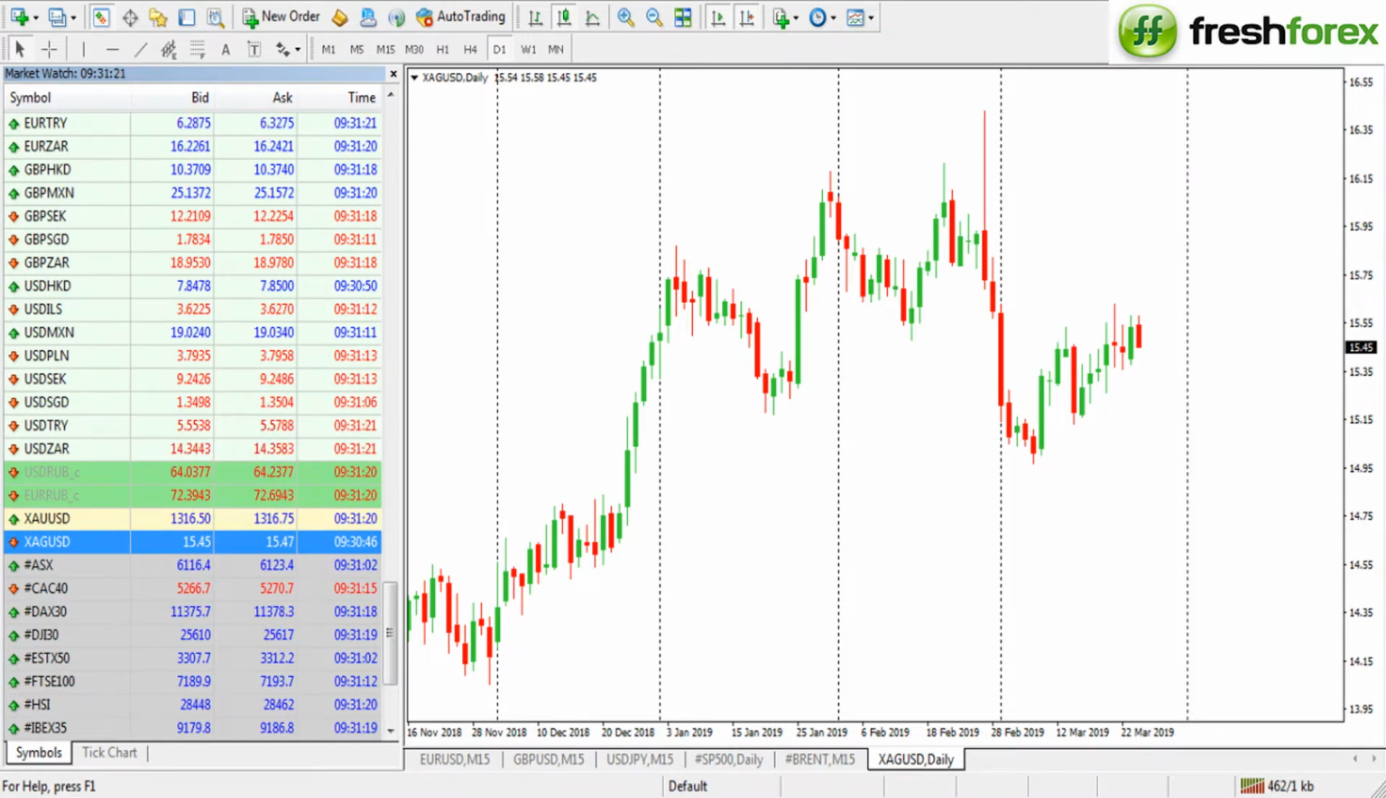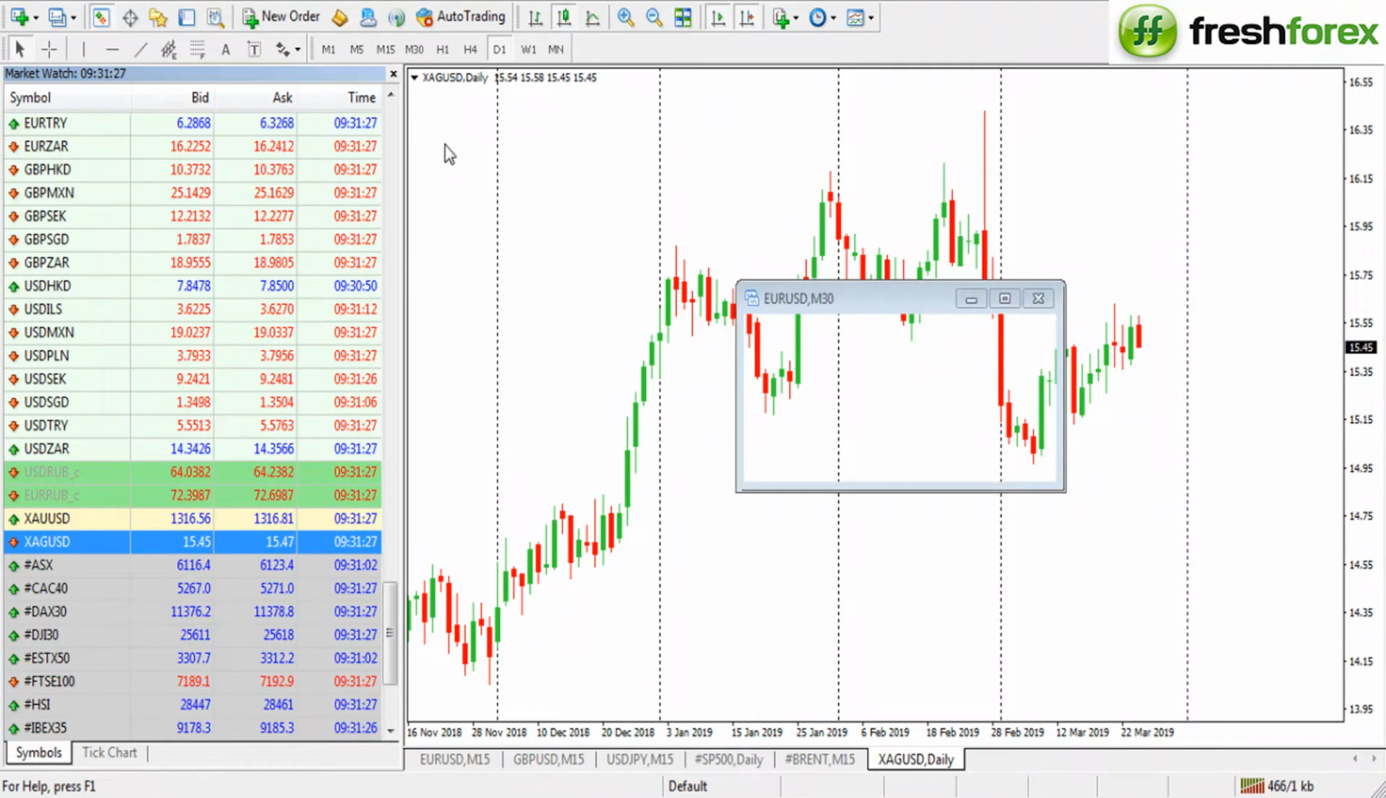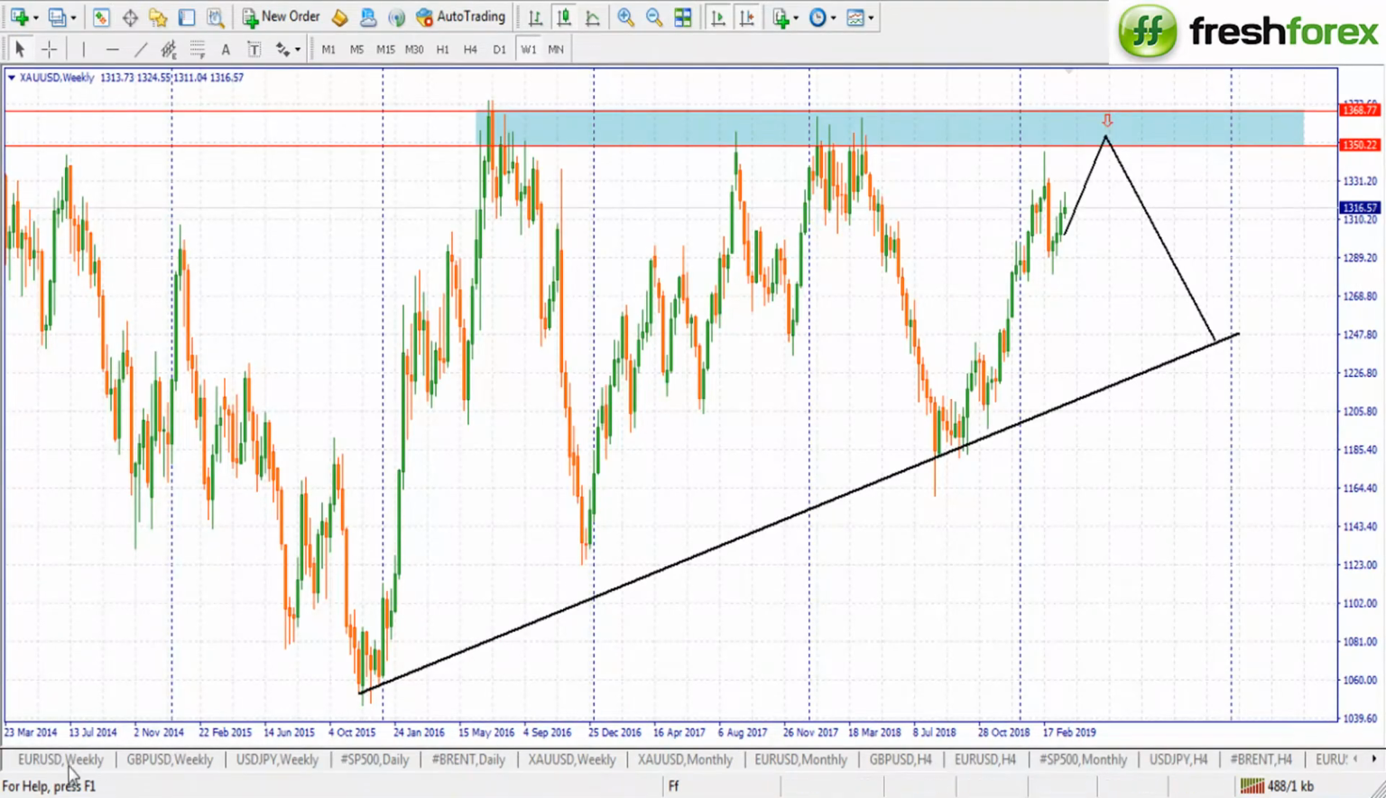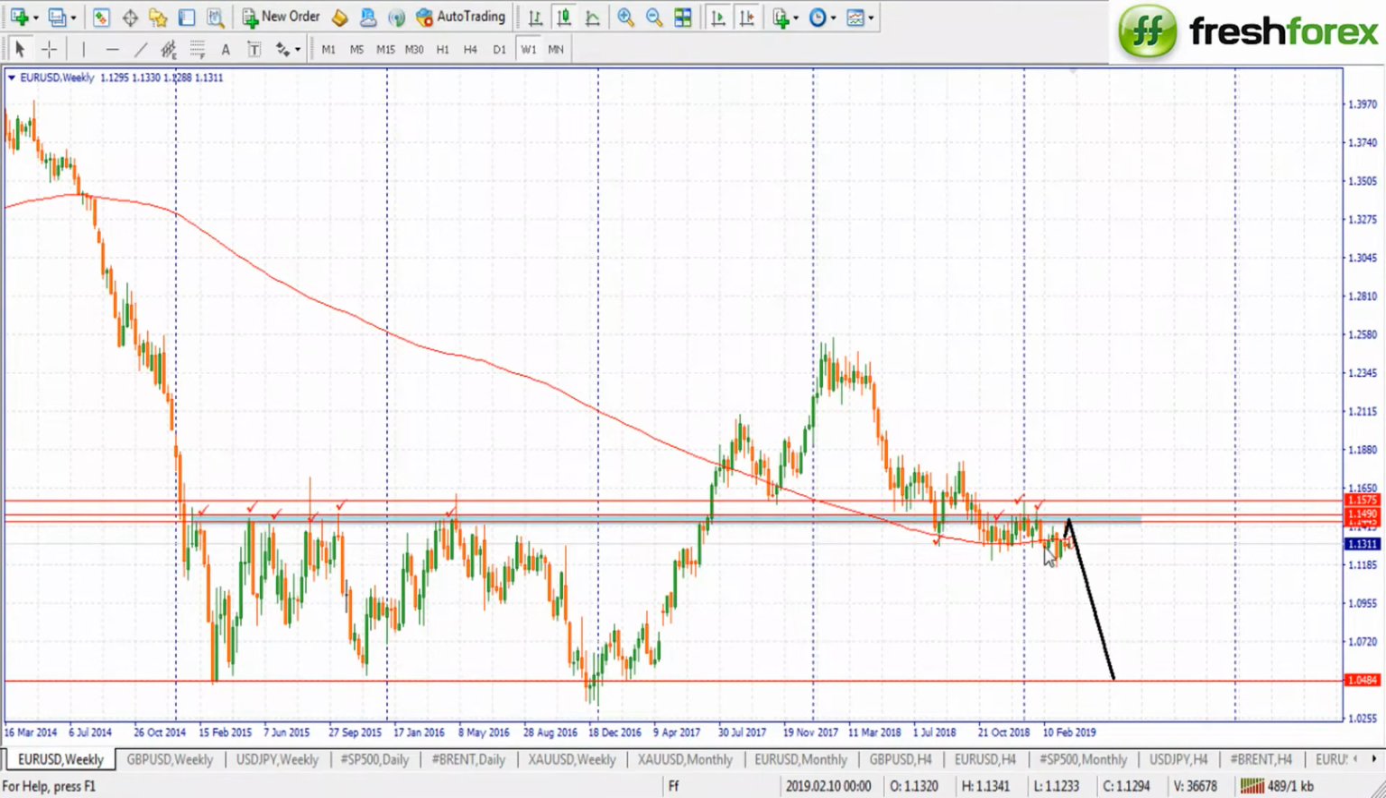So we'll move straight to the main chart. Let's start off with EURUSD. EURUSD is here. It's already set up on the screen here.